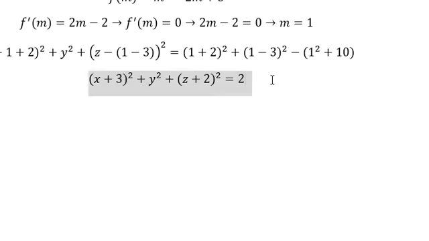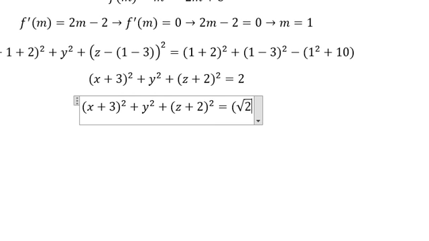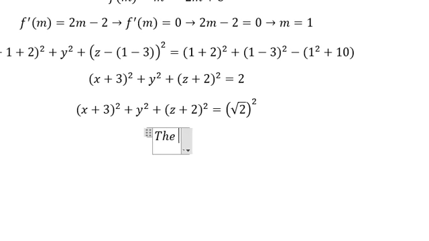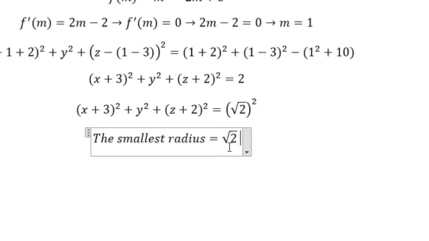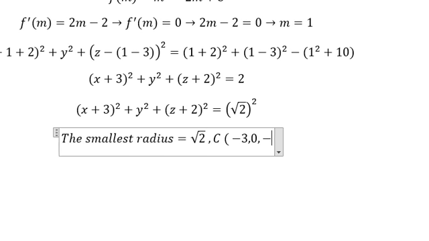So number 2, that is about the square root of number 2 to the power of 2. So the smallest in here that is about the square root of number 2. At the center, that is about negative number 3, 0, negative number 2.